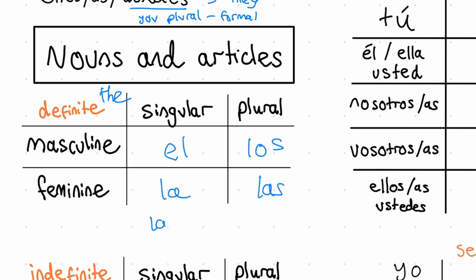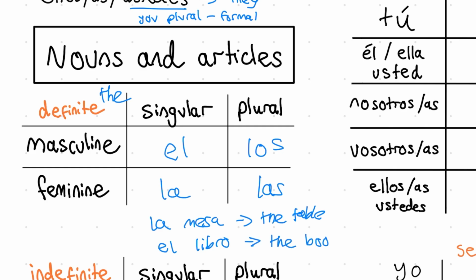For example, la mesa, and this would mean the table. If we were to use a masculine noun, for example, el libro, in English, we don't have gendered nouns, so it still means the book, in this case libro, but we have to use el and not la. To make it plural, we can say las mesas. And to make el libro plural, we can say los, so el changed to los, and libros.